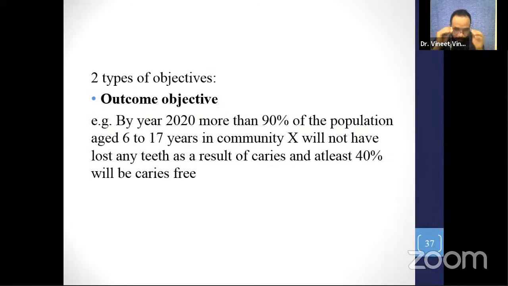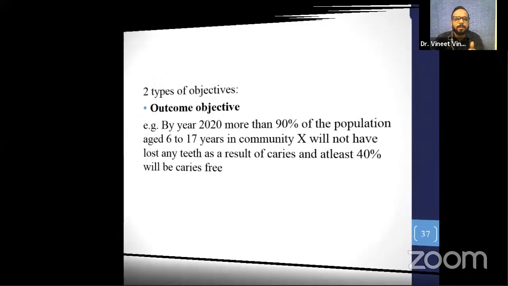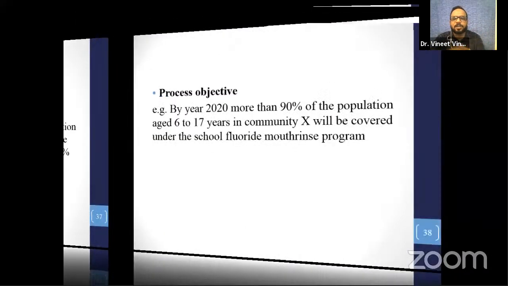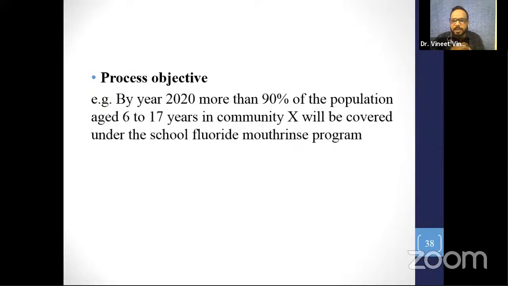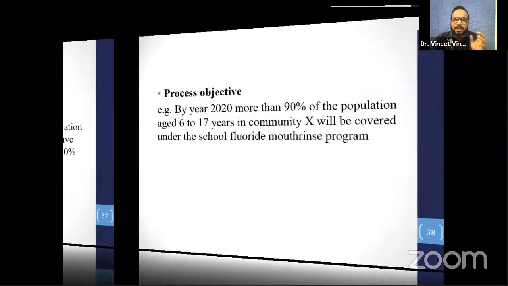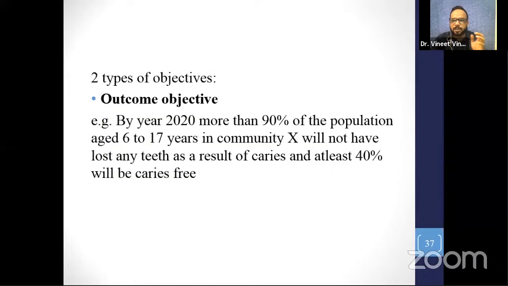There are two types of objectives: outcome objectives and process objectives. The example which I gave is an outcome objective, depending on the outcome. Your process objective is: by year 2020, more than 90% of the population age 6 to 17 years in community X will be covered under the school fluoride mouth rinse program. So I hope you understand the difference between outcome objectives and process objectives.